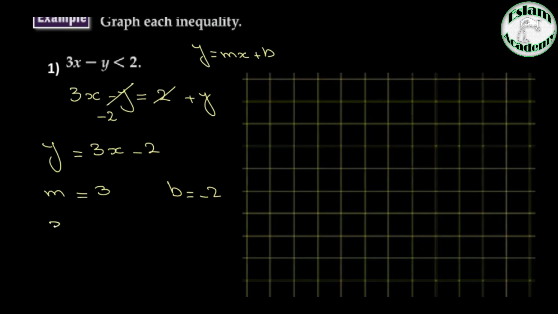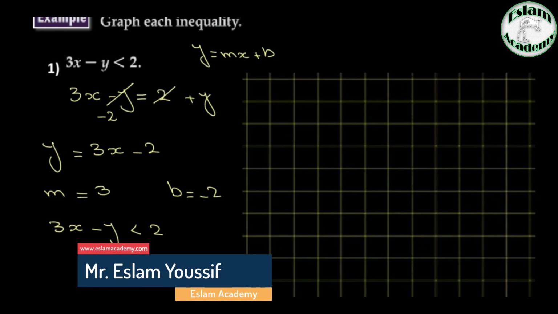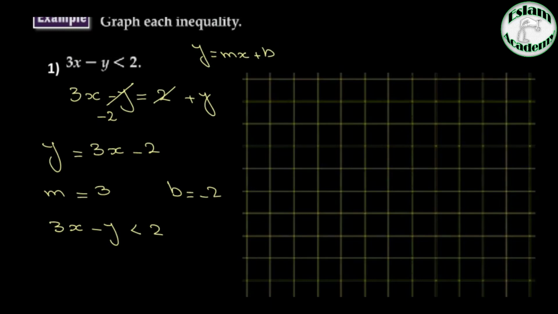But remember that the inequality is 3x minus y less than 2. There is a difference between more than and more than or equal, less than and less than or equal. If it's more than or equal, it means this point will be included. If it's less than, it means this point is not included. That is the same for the line. If the sign is more than or equal or less than or equal, we'll draw a solid line. But if the sign of the inequality is more than or less than without equal, we'll draw a dashed line.